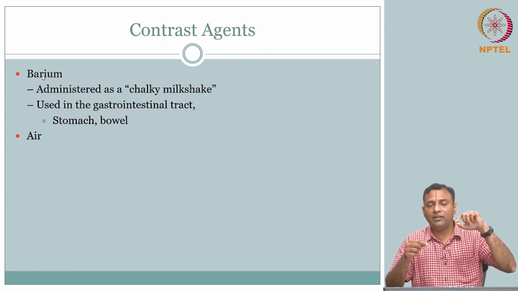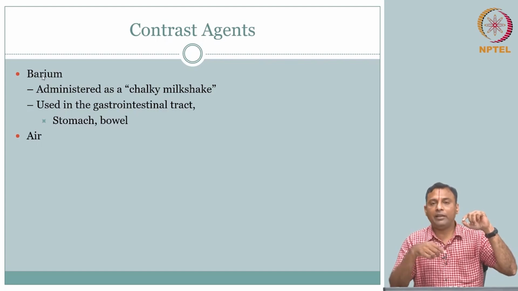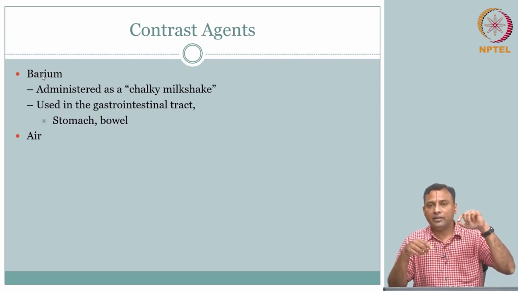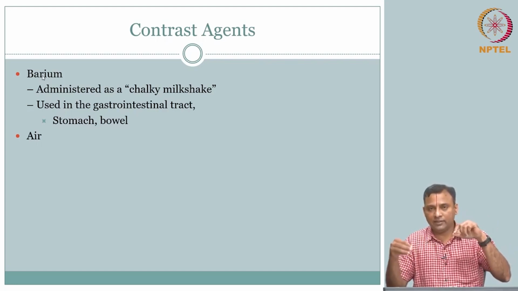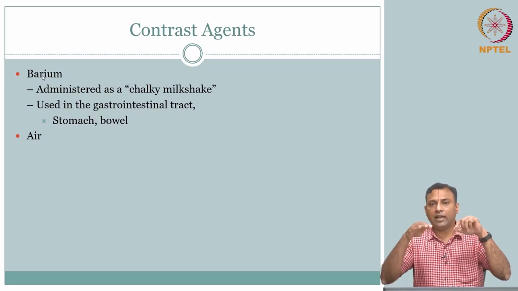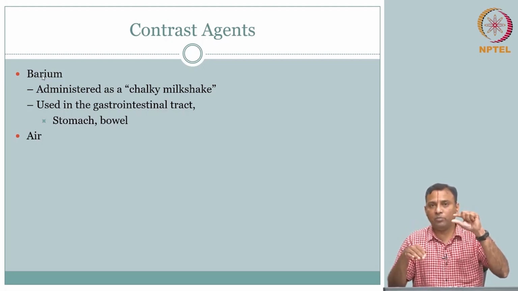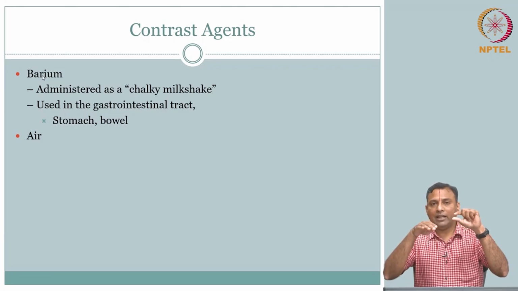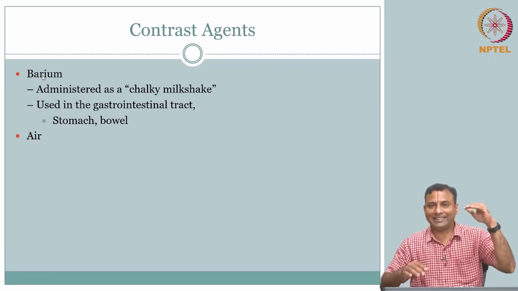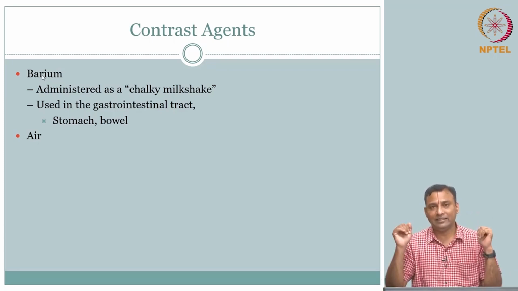So what have we done? By taking barium or iodine, if my target is where I want to see, the target mu is reduced. My background might be the same, but my target is reduced. So the difference is increased. So the contrast is increased.